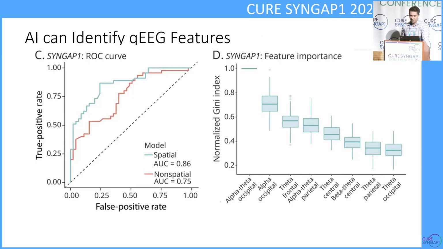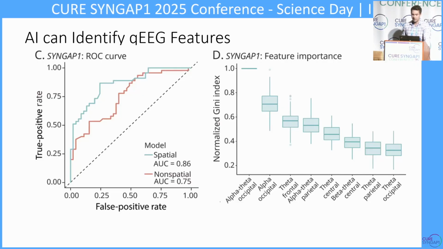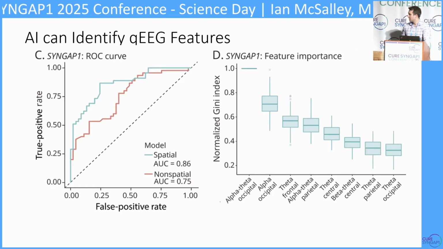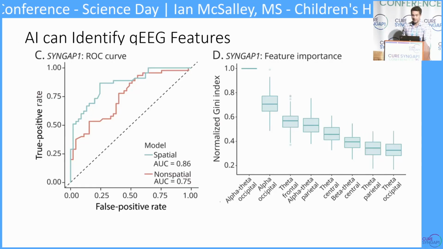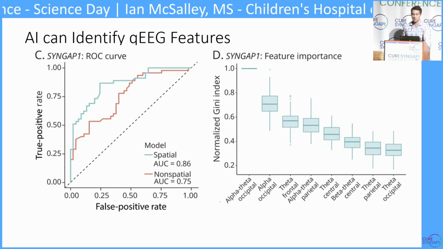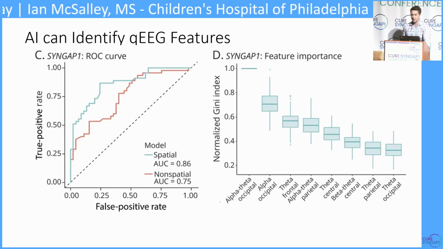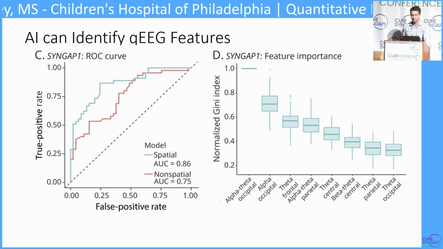So here I have two different plots contextualizing the performance of the model, and I'll walk you through this a little bit. On the left, we have an ROC curve. This model was run twice, first with only global features shown in red, with an AUC of 0.75, which is already quite good. And then we ran it again, informing it with the spatially differentiated features, which further improved the AUC to 0.86, demonstrating that our model can classify SYNGAP patients from control with high fidelity.